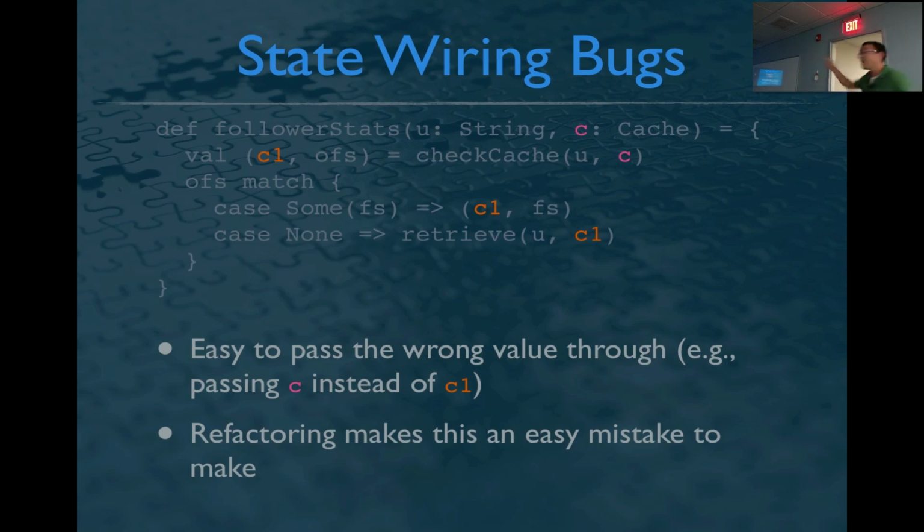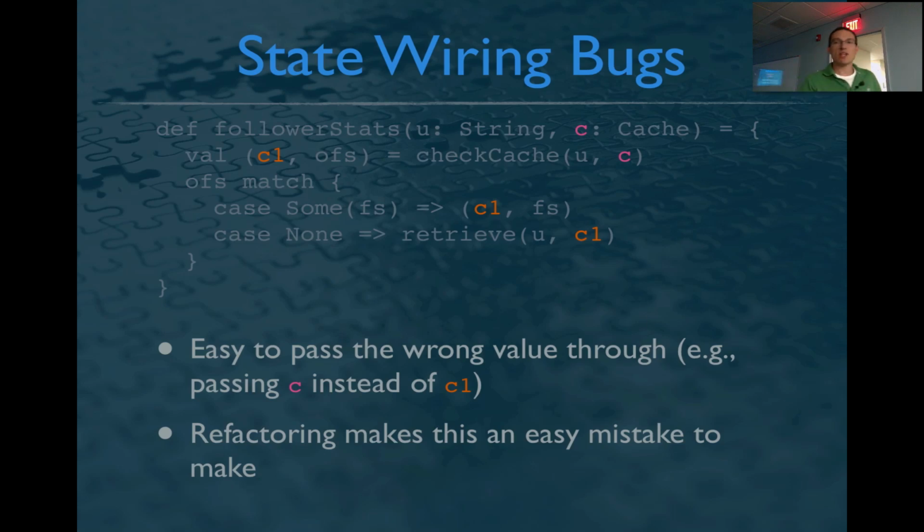The idea here is that you're explicitly wiring the input and output states, function call to function call to function call, right? You start with some cache coming in, you pass that to your first function, get a new cache coming out, take that cache, pass it to the next function, etc. It's kind of like wiring or weaving that through all your code. So, in this particular example, my bug was in that case none, retrieve u. I had retrieve u comma c. And that compiles, right? What would that do?